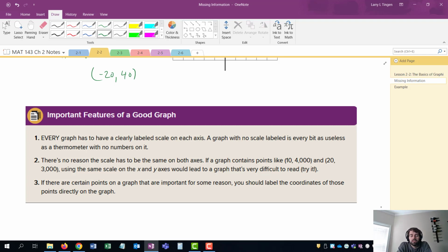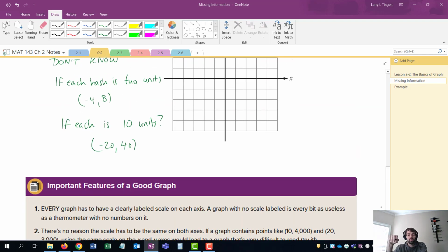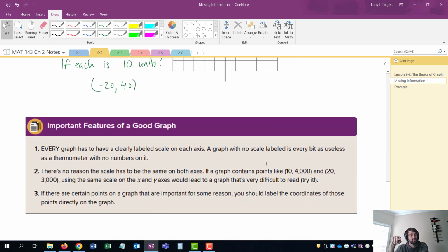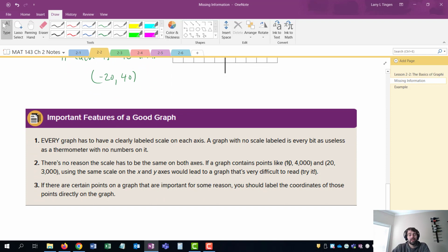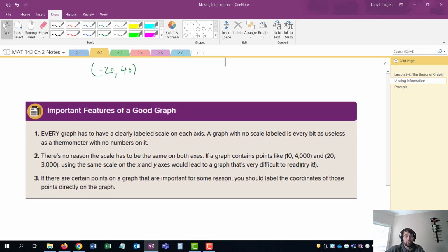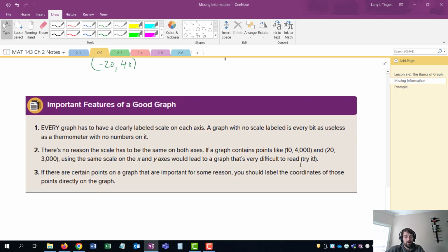So taking a look at the example in number 2 there, points like 10, 4,000, and 23,000 would be tough to graph if I tried to do both my x-axis and my y-axis with the same scale, right? I would have my x-axis maybe jump by, maybe each hash is worth 2 or 5, but then for my y-axis, I'd probably want each hash to be worth 1,000 just so I can get to 4,000 without having to draw a graph that's just enormously tall.